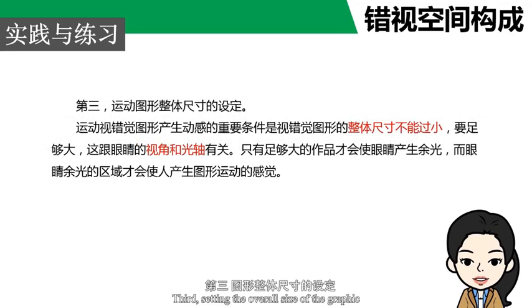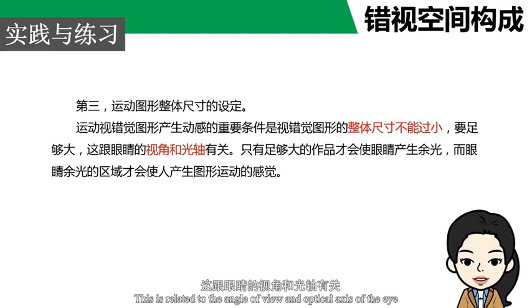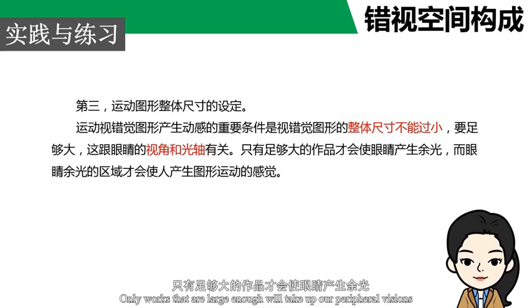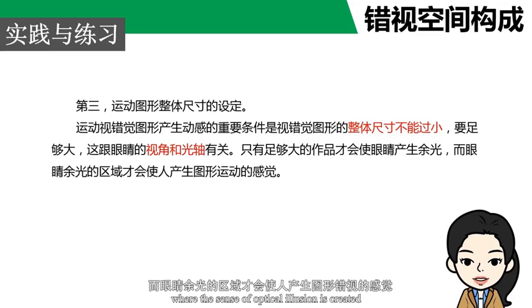Third, setting the overall size of the graphic. An important condition for the illusion is that the overall size of the graphic should not be too small, but large enough. This is related to the angle of view and optical axis of the eye. Only works that are large enough will take up our peripheral visions, where the sense of optical illusion is created.